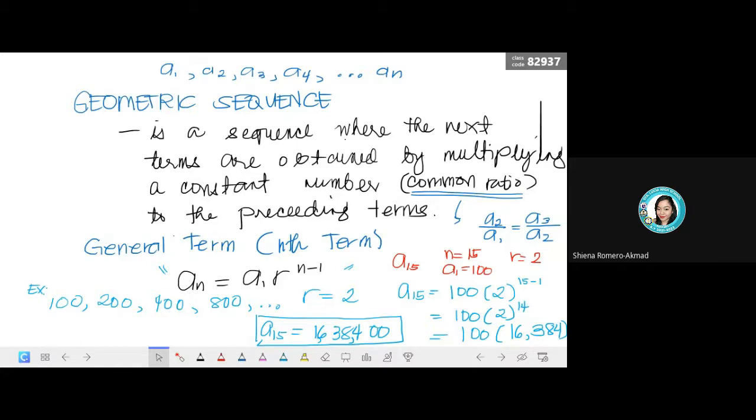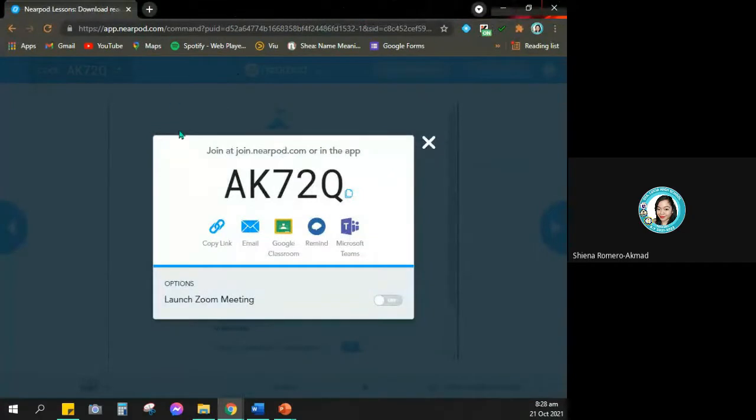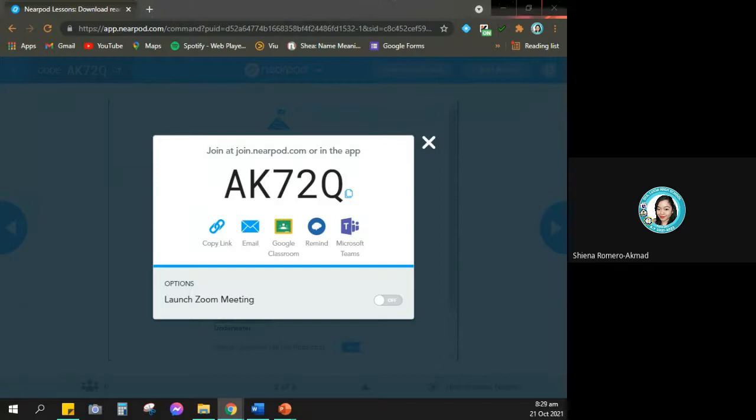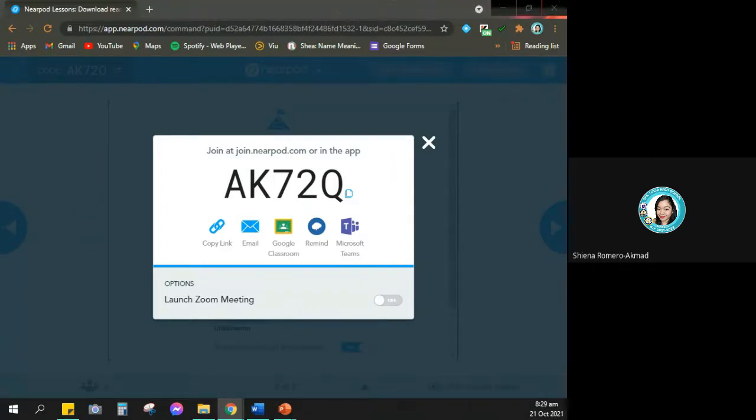So I want you to lower your hand. And then we will proceed to the Nearpod. What you're going to do is to click the link that I'll be giving sa ating incoming messages. Or simply go to joinnearpod.com and then enter this code. So either of the two. Pwede niyong gawin. Pwede diretso na sa link. Pwede rin naman yung code mismo.